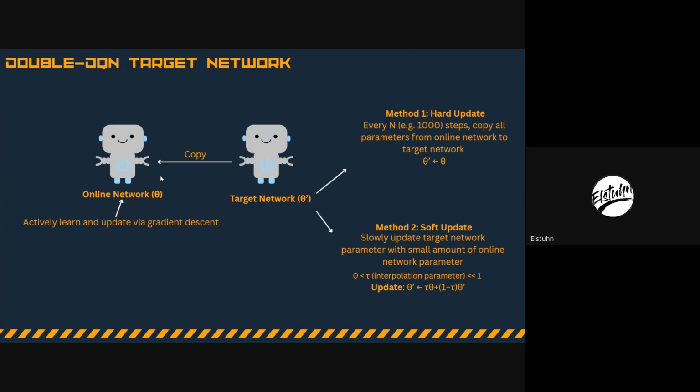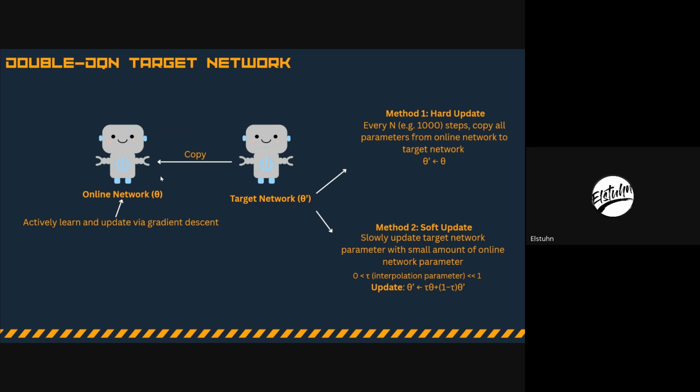So this is how the two networks will train. We have the online network, which actively learns and updates itself via gradient descent, as you guys know. And then obviously we have the target network also. But for the target network, there are two different methods for updating it. The first method is, every, let's say, 1,000 steps, we copy all of the parameters from the online network to the target network. This is called a hard update, because we're copying every parameter, every weight, from the online network to the target network. So it's just copying.